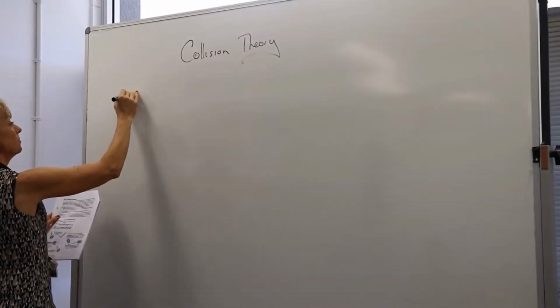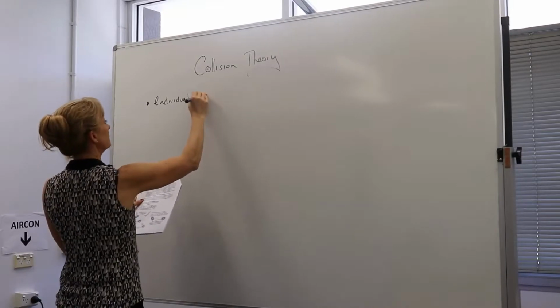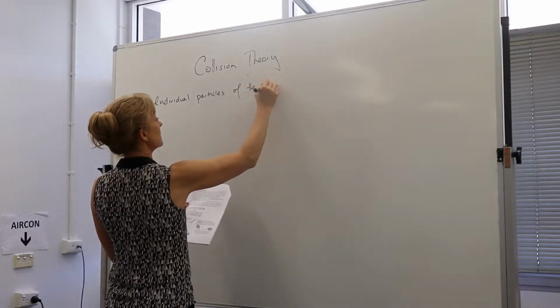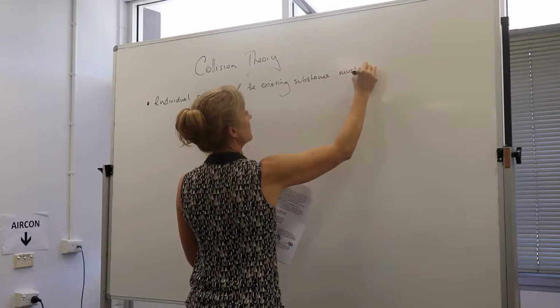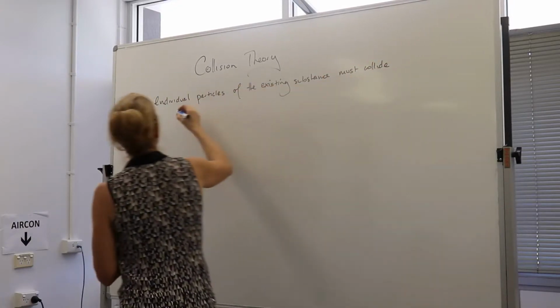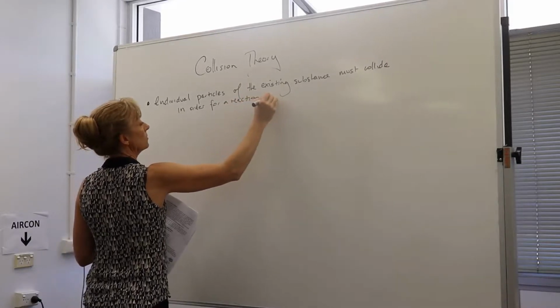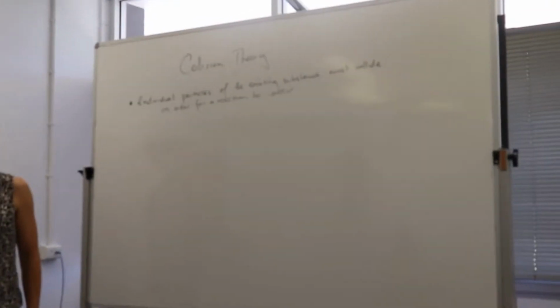So this is the collision theory that I want you to write down. Here it is. First point. Individual particles of the existing substance must collide in order for a reaction to occur. So, unless you can get those particles to collide with each other with enough force, they're not going to react. And that's why all those parameters make the rate of reaction go faster.